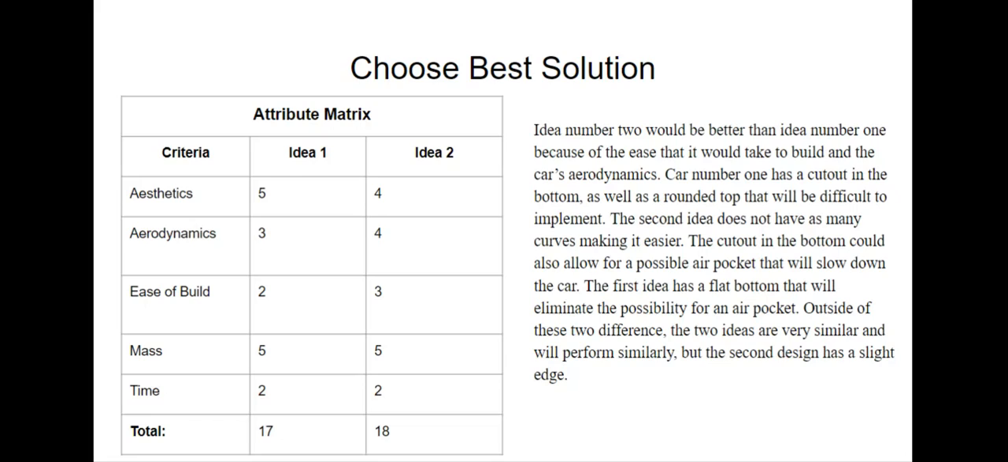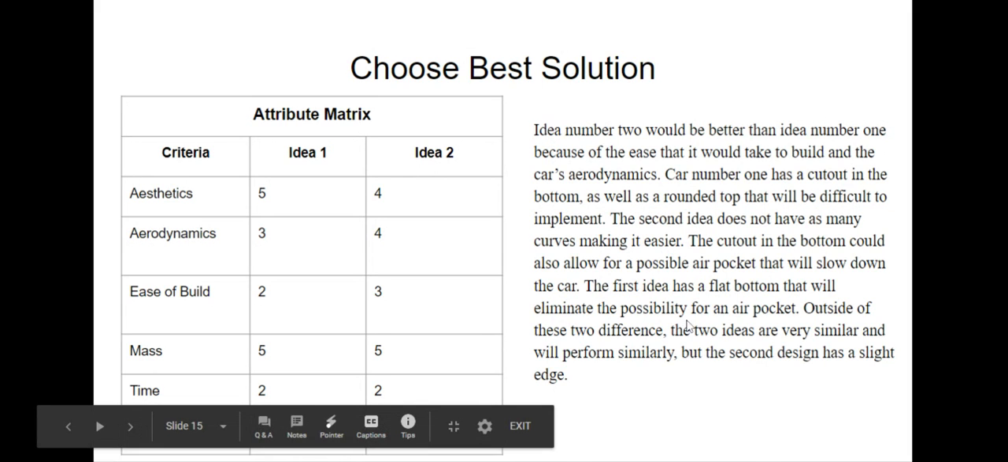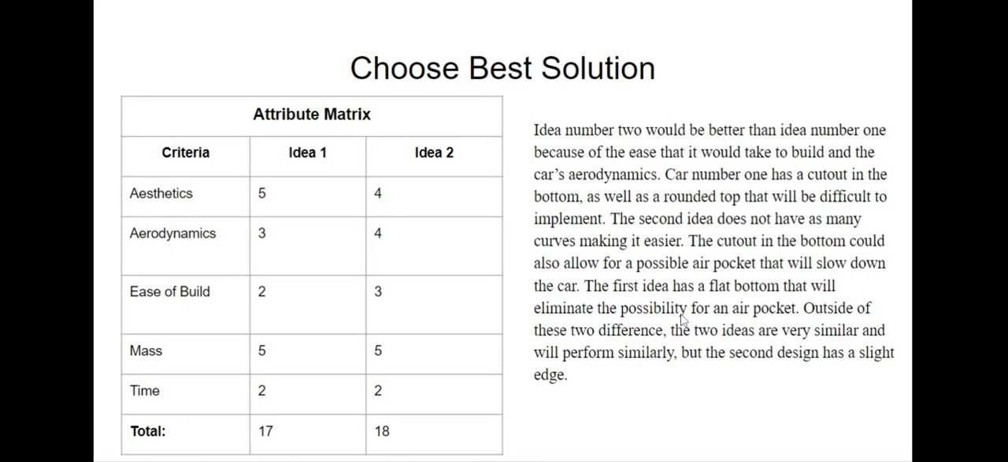So you could see for this group that idea 2 was better than idea 1 because it scored an 18 instead of 17. After you do the matrix, you can take a second and kind of summarize what you talked about in a paragraph here and make a summary of why, make a further justification as to why one idea is better than the other.